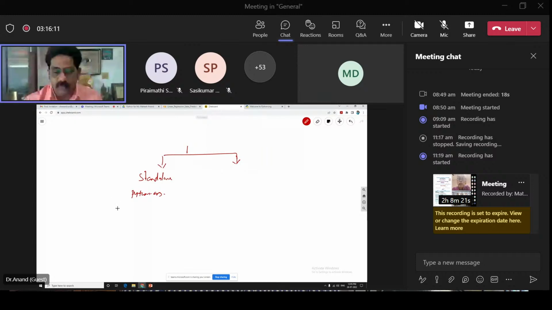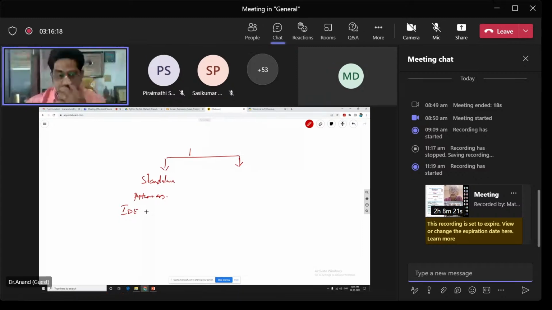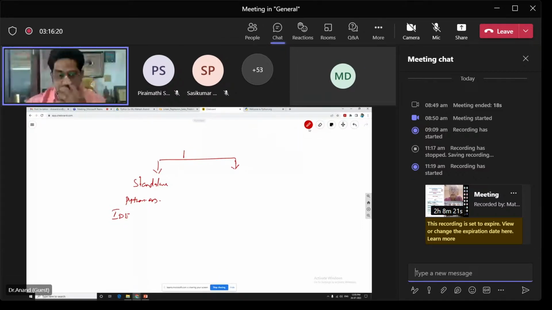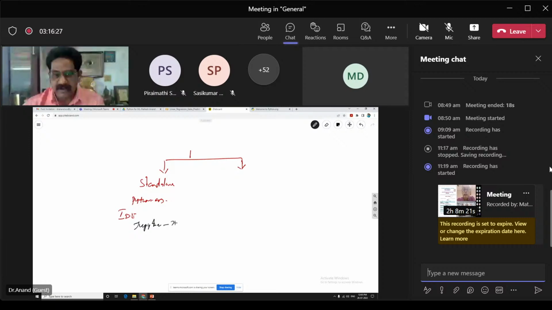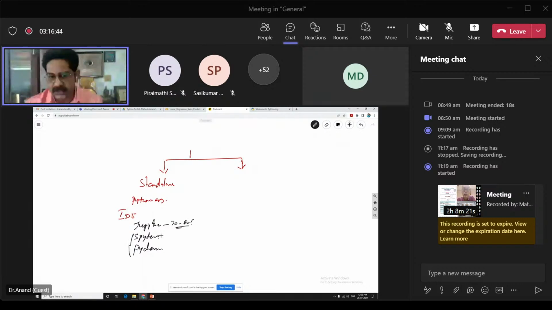So what people started using is different integrated development environments, IDEs. There are so many integrated development environments. Now I will tell you the popular ones. Jupyter is the topmost in the industry. 70 to 80% of the industry people use the Jupyter platform to write their code, followed by the Spyder editor, PyCharm, and the rest of them occupy, I will say, 20 to 30%. The other IDEs occupy 20 to 30%.